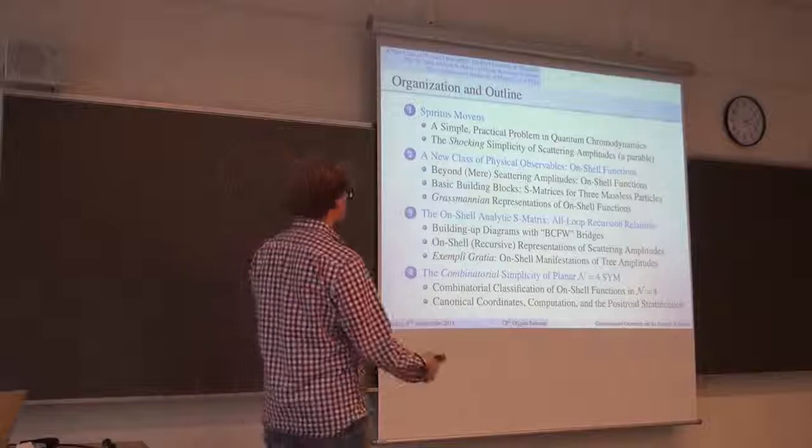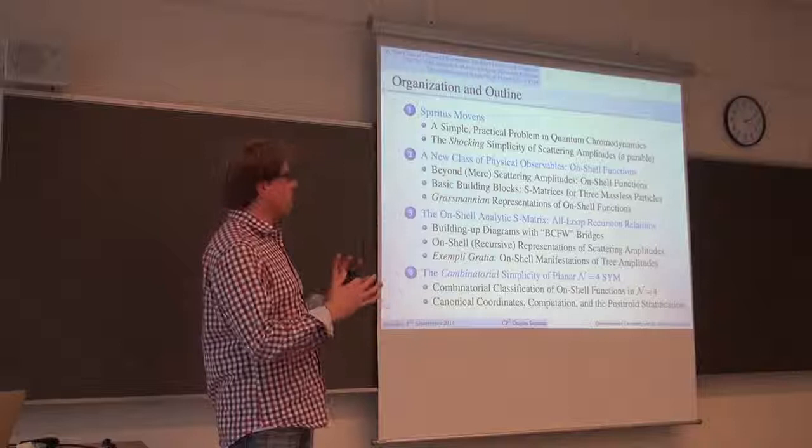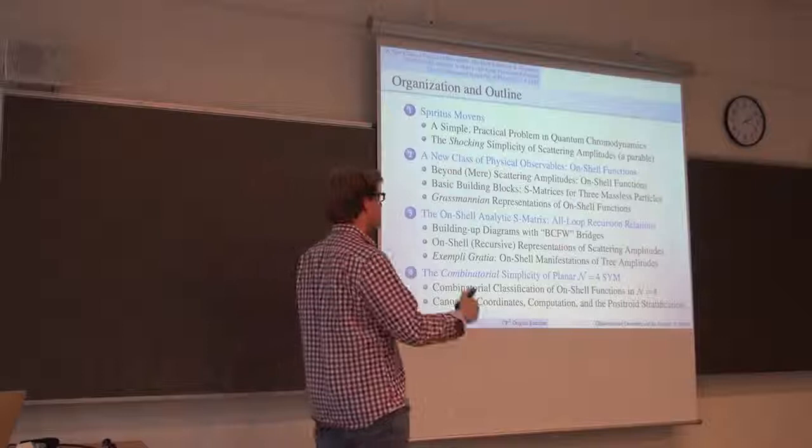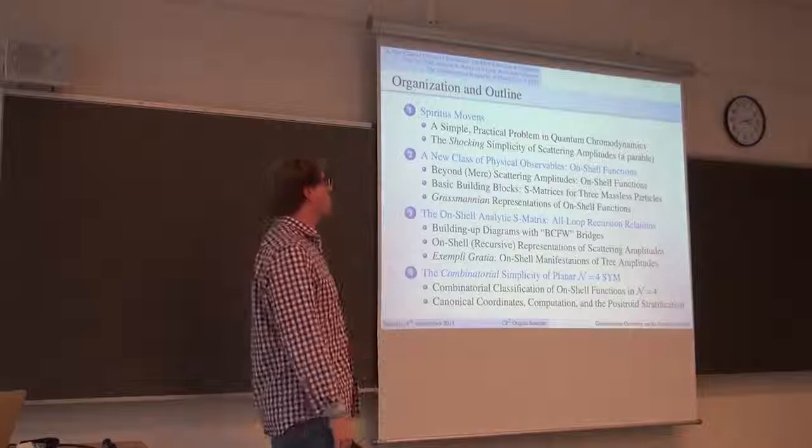Then I'm going to introduce this broad class of objects that I want to motivate mostly in their own right, totally independent of amplitudes, which are called on-shell functions. And it's the connection between on-shell functions and Grassmannian geometry that's very clear. Whether or not scattering amplitudes can be expressed in this way in a general theory is still somewhat of an open question, but it's becoming increasingly clear that it's probably possible.